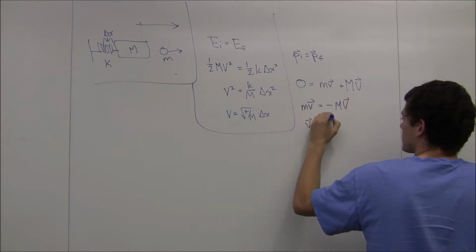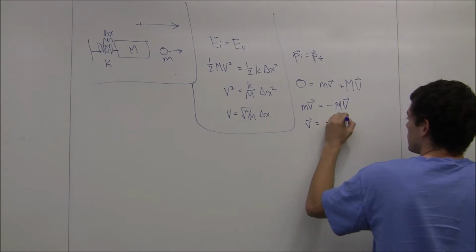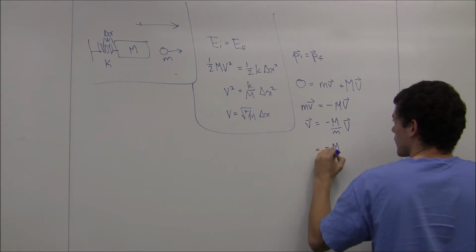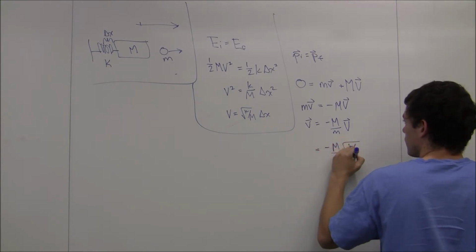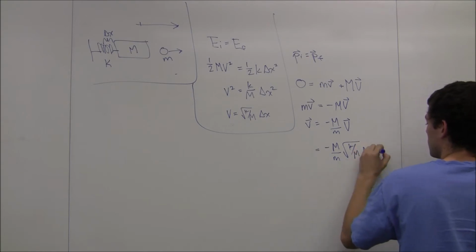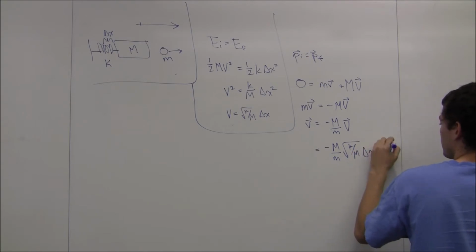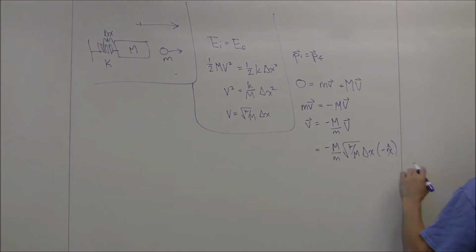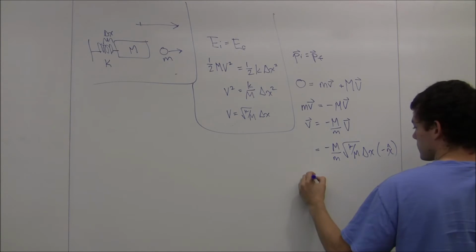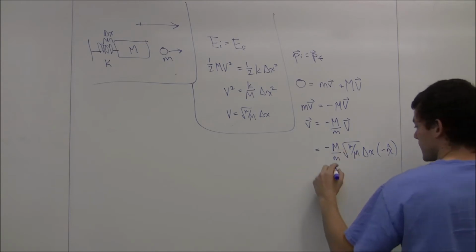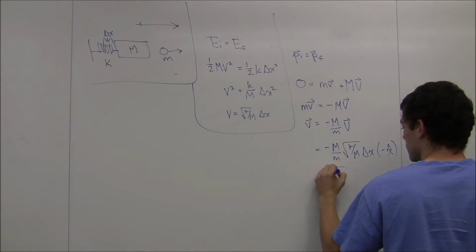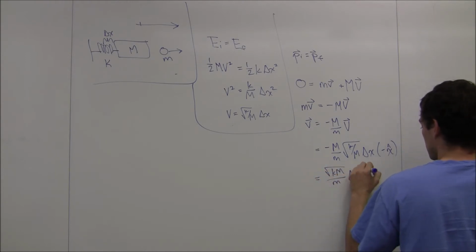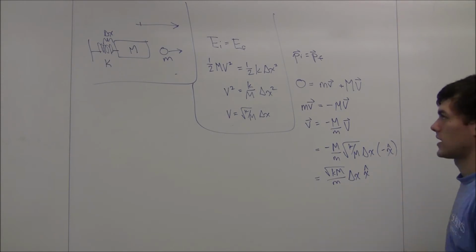v is equal to minus big M over little m times V, which is equal to minus big M over m times root k over M delta x, times minus x hat. So this here is the speed, big V, and this is the direction of the vector. So now we can take these two minuses and cancel them out, and cancel out the square root of M with that, and we get root k big M over little m times delta x, x hat. And so that's going to be our final velocity.